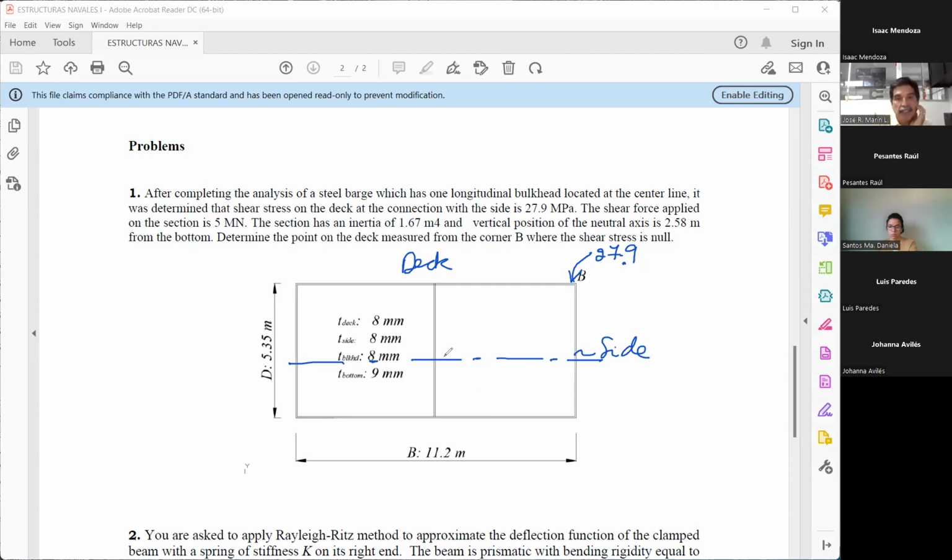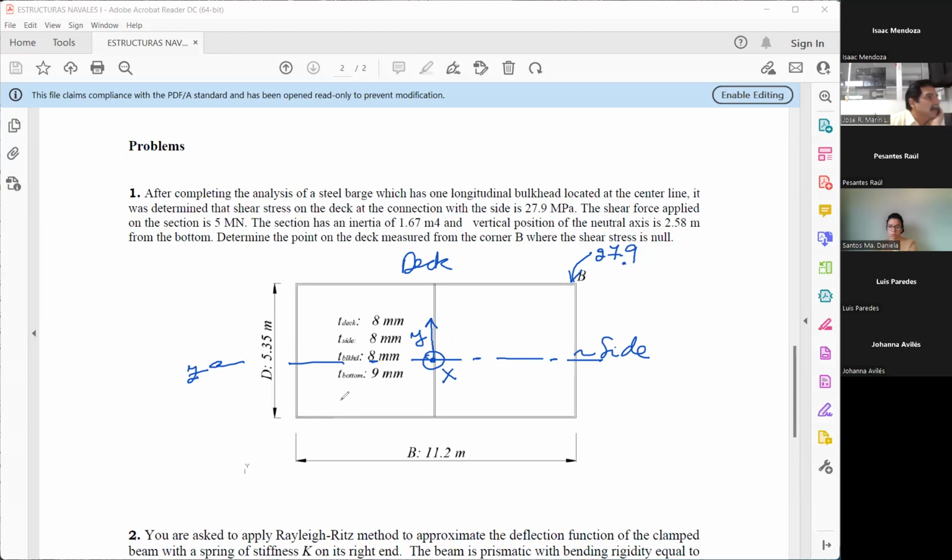Now, in this situation, I'm measuring in this direction, I measure Y. In this direction, I measure Z. And coming out of the graph, I have X, right? So it's X, Y, Z. What's the distribution of the stress on the deck?